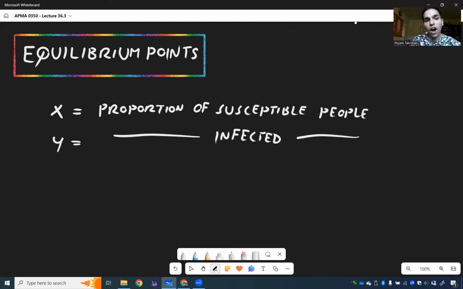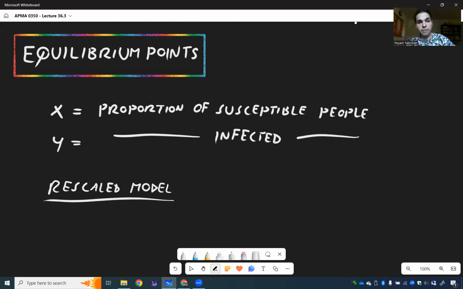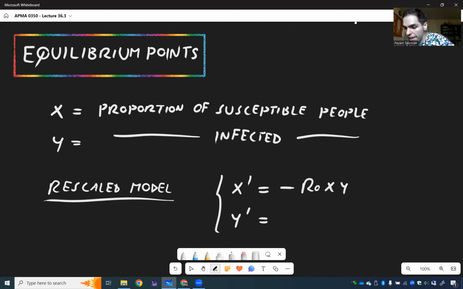And then what we got was the rescaled COVID model. Again, we define a new unit of time where everyone recovers in 1 unit of time. And we got the following system. X prime is minus R0XY, and Y prime is R0XY minus Y.